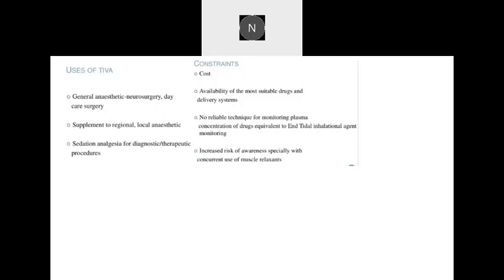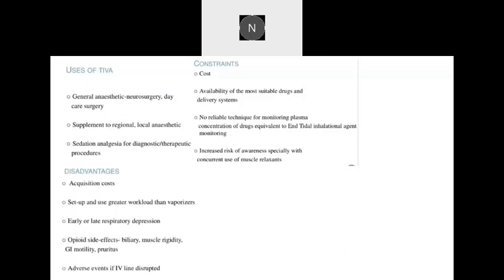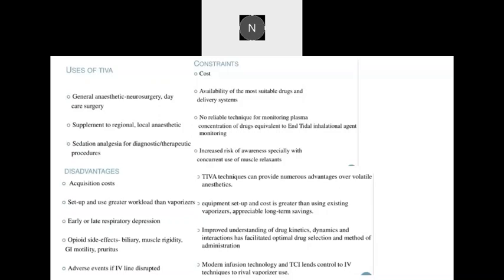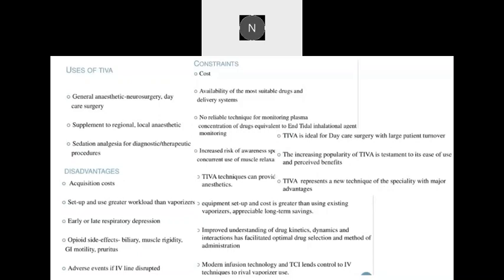Use of TIVA, what the constraints are: it's quite costly because you have to buy all these pumps for accurate delivery. And disadvantages are acquisition costs, setup, greater workload than a vaporizer. Early and late respiratory depression can happen, and sometimes opioid side effects like bilary muscle rigidity, all these things also can happen. And if supposing the IV line is disrupted, you will have a problem. And awareness is another important thing which you have to keep remembering when you say TIVA.